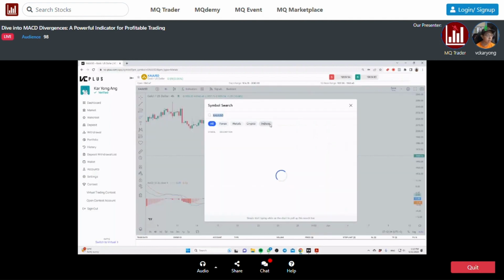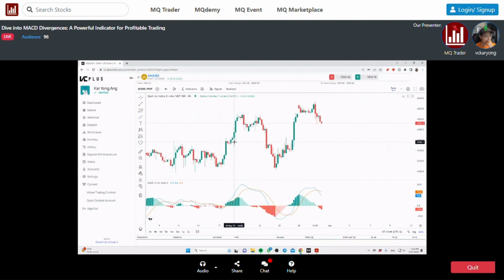Now, if today you're trading indices, let's say, maybe I need to type in S&P over here. So if you're trading S&P, right? Kind of same thing. This is on the forward chart.